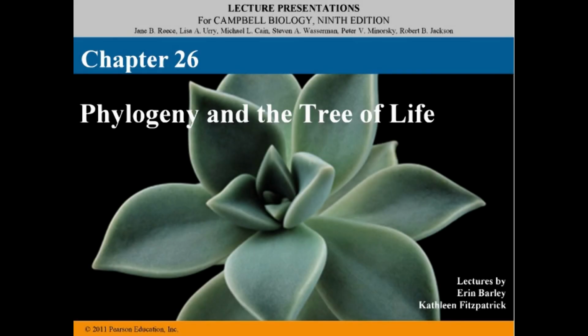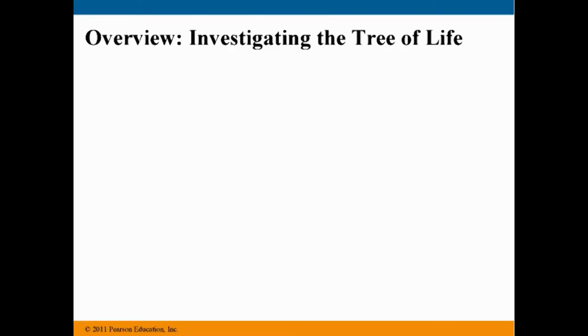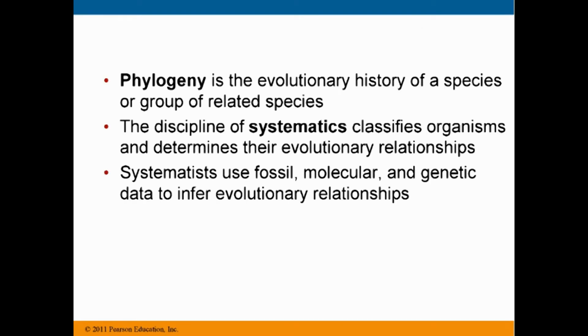We're ready to hit Chapter 26, which deals with phylogeny and the tree of life. So we're going to investigate the different ways that we can make a tree of life and look at taxonomy and how the different groups of organisms interact with each other on our man-made scale. We're going to have a lot of definitions in this particular chapter, so make sure that you keep up with these. I'm highlighting some of these right now.